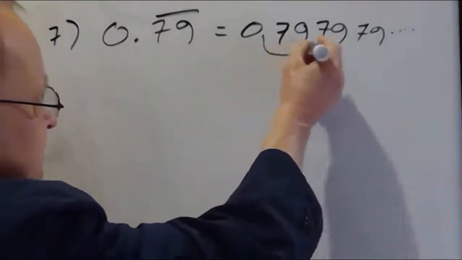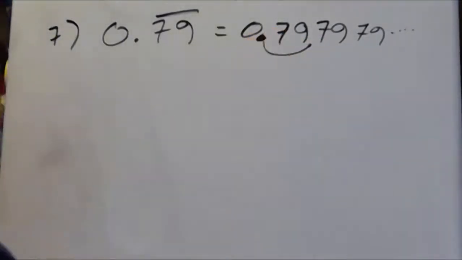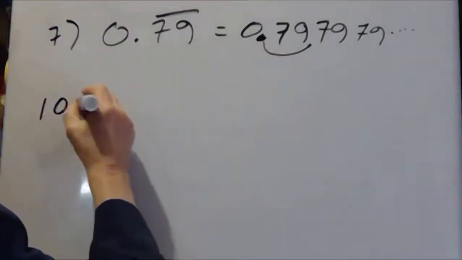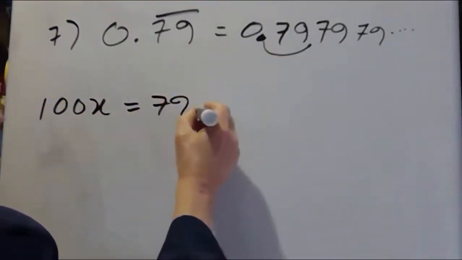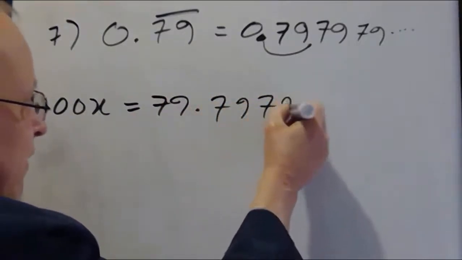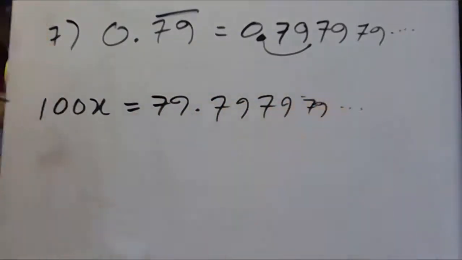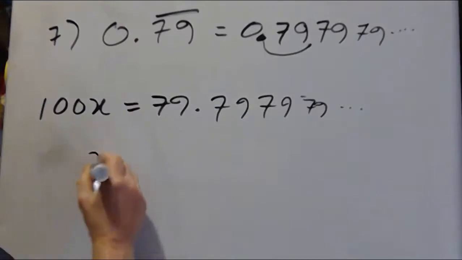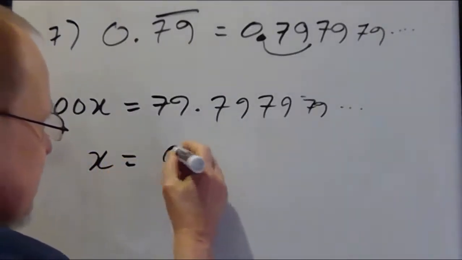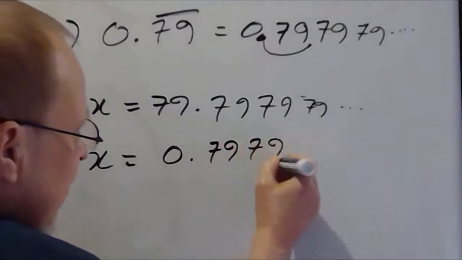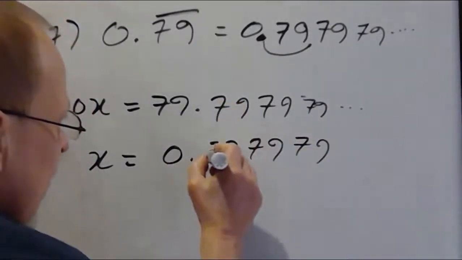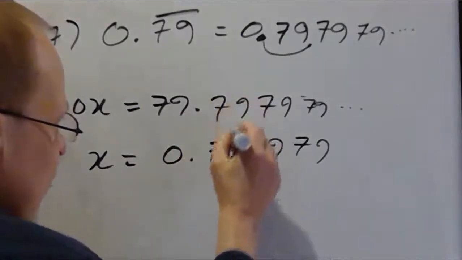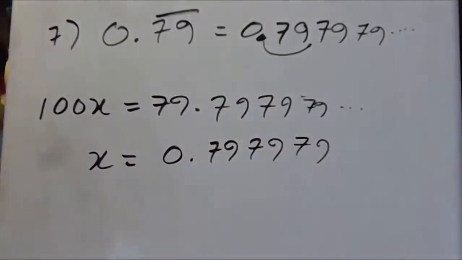So since this is in the hundredths place, we're going to make 100x equal to 79.797979, etc. So now we have that repeating part, and then we take our original part, because we want to line it up exactly. So we have our original x, and it's going to be 0.797979. And you want to make sure that when you line up the decimal, the repeating is exactly the same. You don't want to have different repeating.